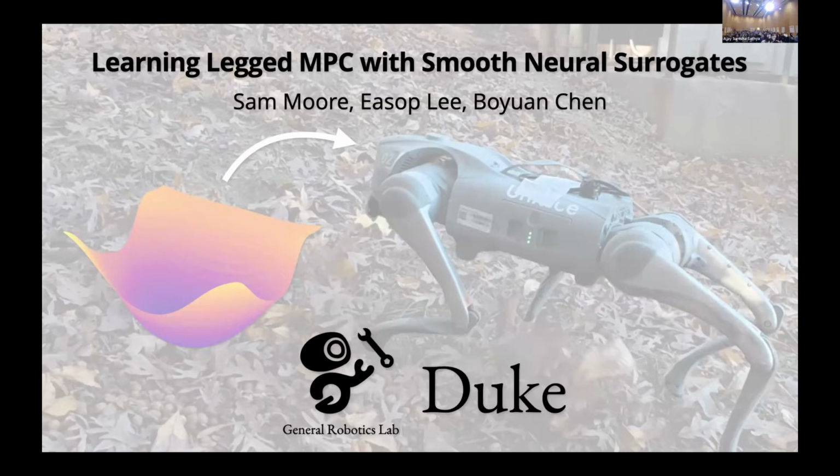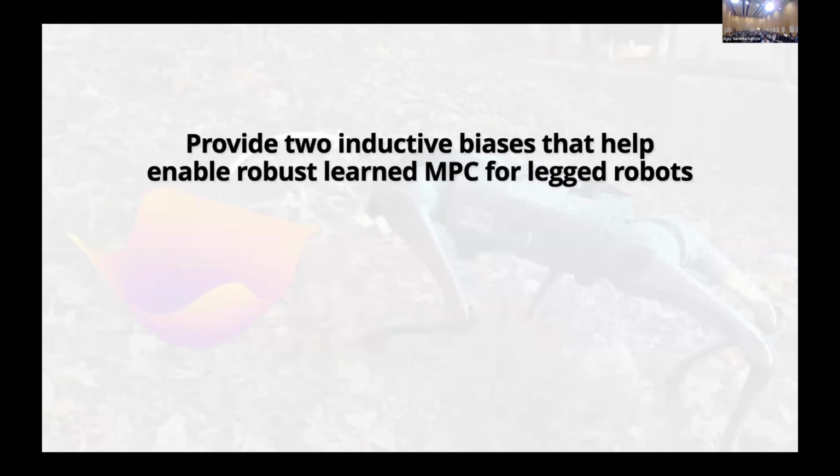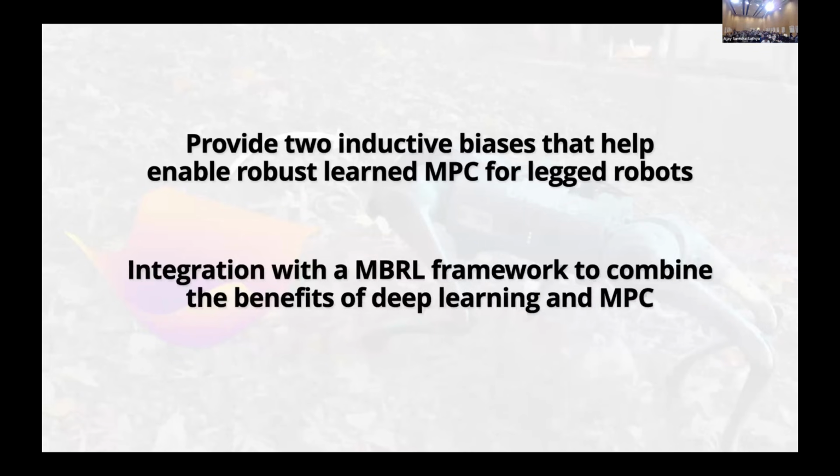Due to the time constraints, there are two main things I want you to take away from this talk. The first is that I'm going to tell you about two more practical inductive biases we've come up with that help enable learned MPC for legged robots. The second is how we integrated these inductive biases within a larger model-based RL framework that can help us combine some of the benefits of deep learning and model predictive control.